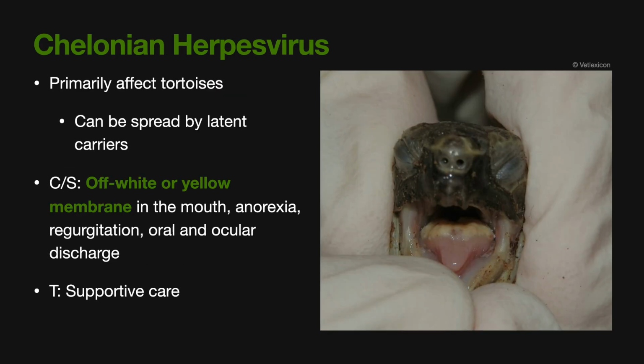There are also other chelonian herpesviruses that primarily affect tortoises. Latent carriers of these viruses can spread the disease to other animals. Clinical signs include off-white or yellow membranes within the mouth, anorexia, regurgitation, and oral or ocular discharge. Treatment involves supportive care until the animal recovers from active infection.